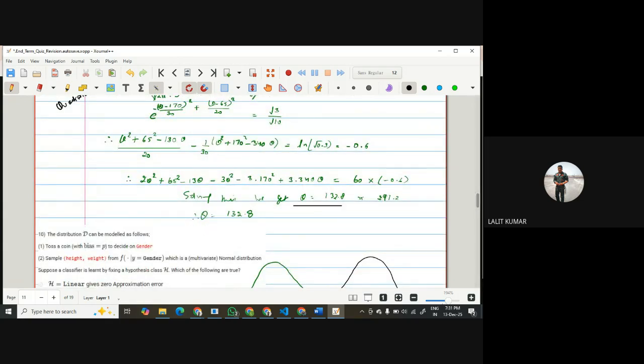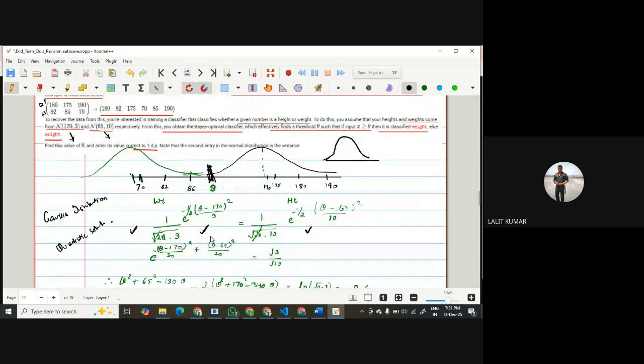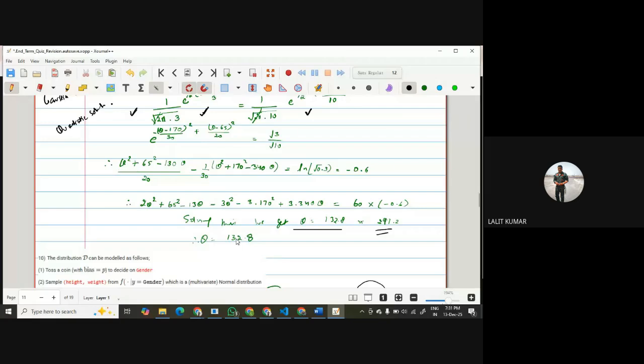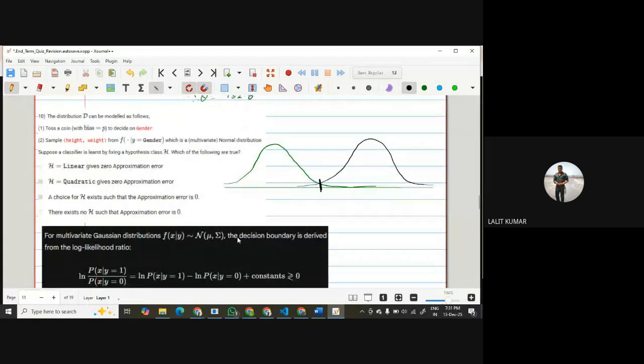When we solve that quadratic equation, we get two values. One is theta equal to 132.8, the second is 291.2. Then we see our data, 291.2 does not make any sense. So our correct value is 132.8. So above 132.8, we will classify it as height. Less than that, we will classify it as weight. This was that question.